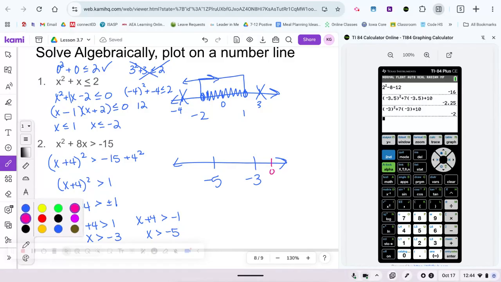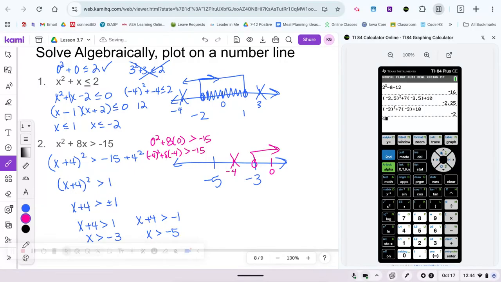For my points, I'll check 0 for this side in the original equation. Is 0 squared plus 8 times 0 greater than negative 15? Yes. Then I'll check negative 4. Is negative 4 squared plus 8 times negative 4 greater than negative 15? No, I don't think. 4 squared minus 32.